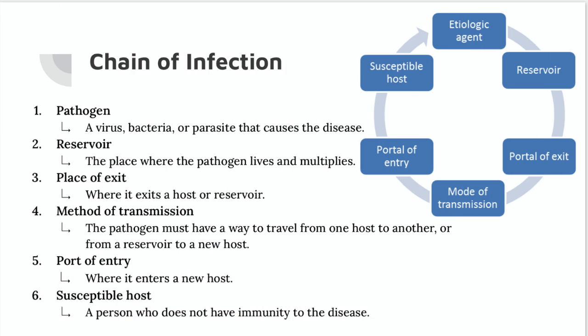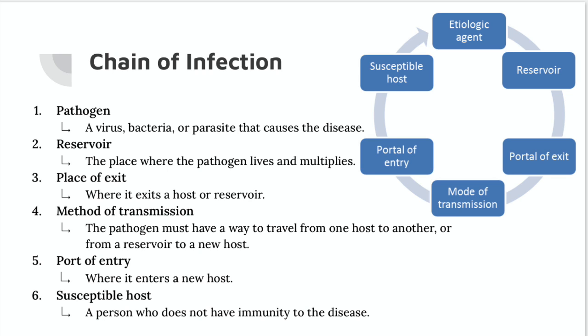There are 6 components within the chain of infection. 1 is pathogen, which is a virus, bacteria, or parasite that causes the disease. 2 is reservoir, the place where the pathogen lives and multiplies. 3 is place of exit, where it exits the host or reservoir.